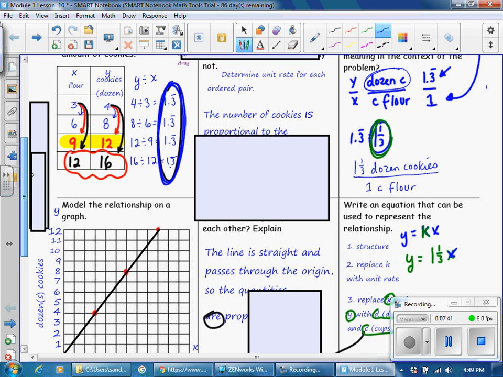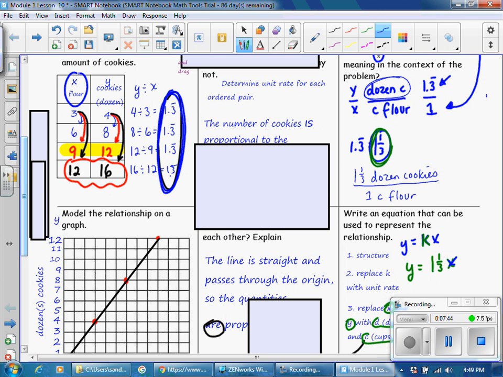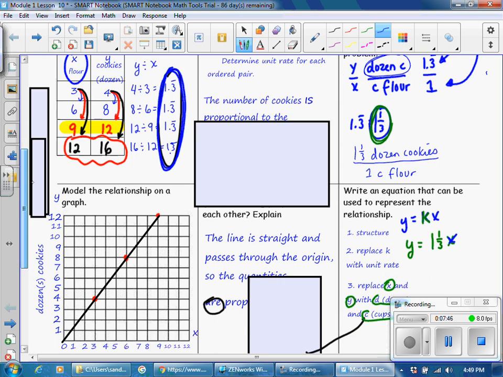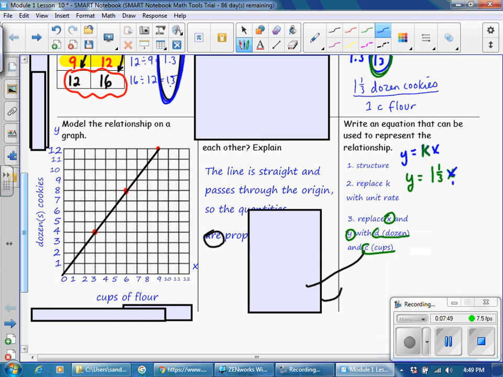So we look at our table again to review, and x is the amount of flour. So we were using cups for that. So we're going to replace x with cups, bring down the 1 1/3, and for y, that represents the dozens of cookies. So this is the equation for the proportional relationship. This is the same equation, but it's a little more specific because it tells you which variable is the dozens of cookies and which variable is the number of cups of flour that you will use.